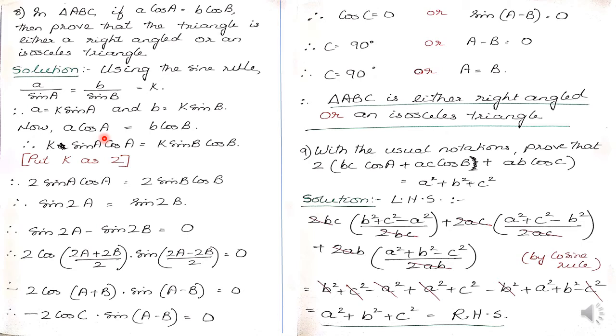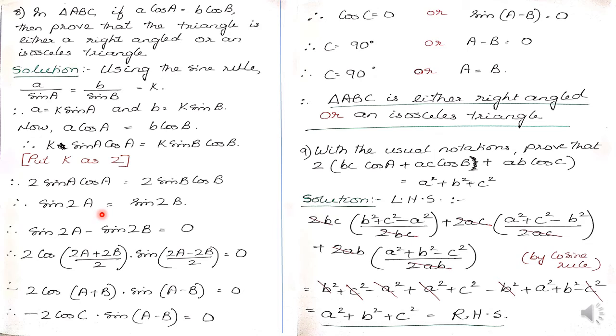So, in the solution, again we state the sine rule and then they have given that A cos A is equal to B cos B. So, we can write instead of A, by sine rule, K sin A cos A is equal to K sin B cos B. Now write K as 2 in this case. K is any constant, we can put it as 2 as well. So we say 2 sin A cos A is equal to 2 sin B cos B.